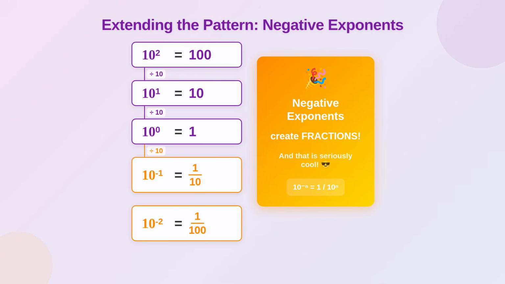Keep going. 10 to the -2 means we divide by 10 again. 1/10 divided by 10 is 1 over 100. See the pattern? Negative exponents create fractions, and that is seriously cool.